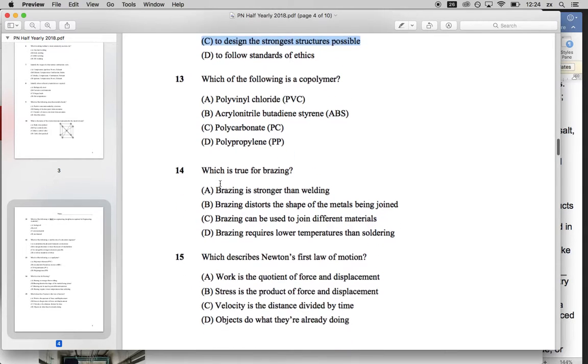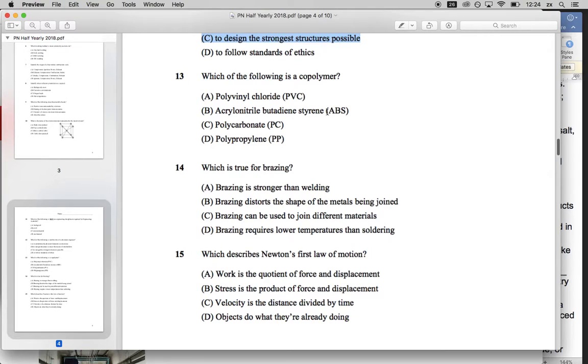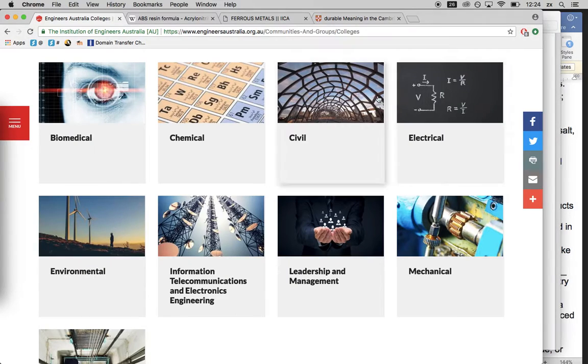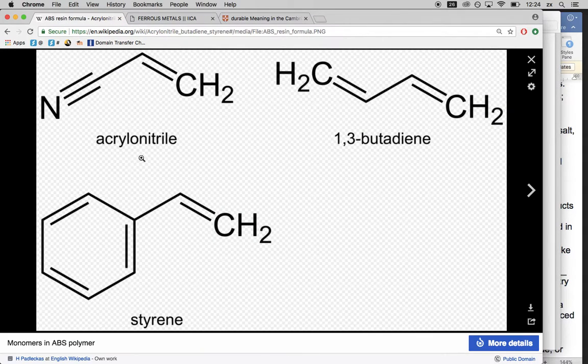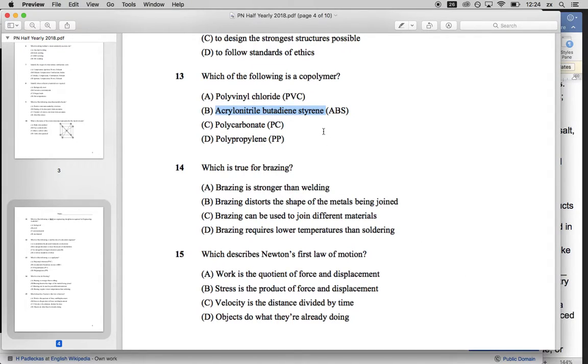Okay. Which of the following is a copolymer? Well, the correct answer is ABS. So ABS is made up of these 3 different polymers. They join together to make 3 different polymers. The other ones, like PVC, look like they might be a copolymer, but it's actually not.